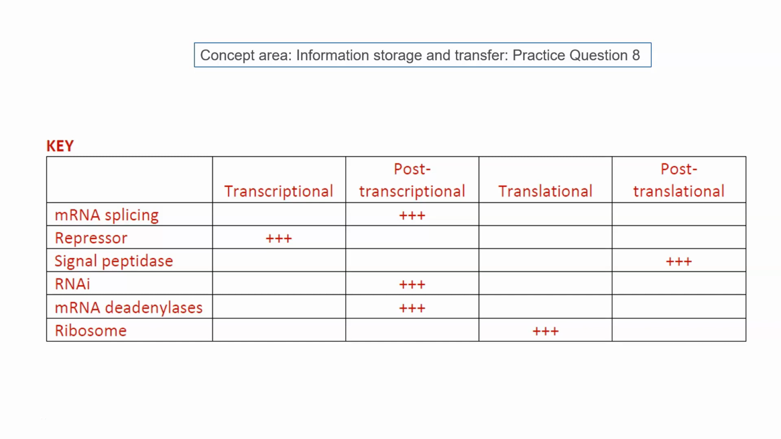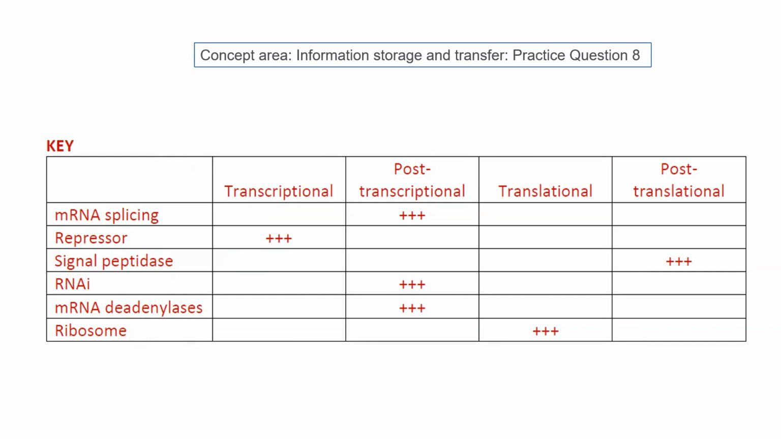Okay, so the next question has to do with information storage and transfer, and here I have all of the answers. This expects you to have some understanding of how DNA makes RNA makes protein, and there could be some strategies that could help you. Do these things happen transcriptionally when DNA makes RNA, or translationally when RNA makes protein, or after transcription and before translation, or after translation?